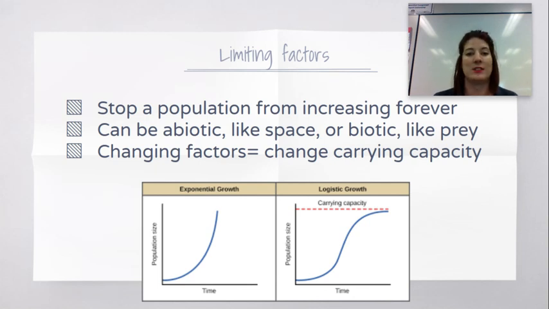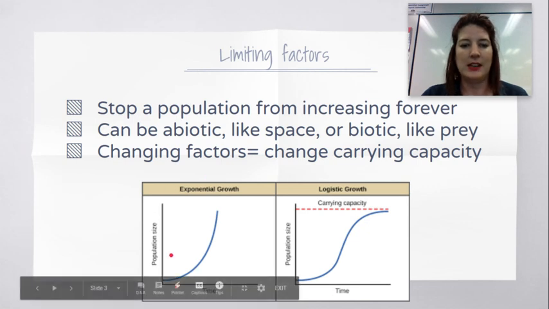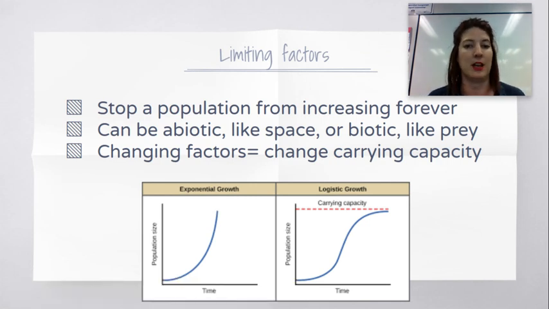So a limiting factor is something in an ecosystem that stops a population from just continuing to increase or continuing to do exponential growth. So if you take a look at the bottom here, this graph is showing exponential growth. And in this graph, the population is just going to keep increasing, but that's not possible. There is a limited amount of resources that the organism can have.